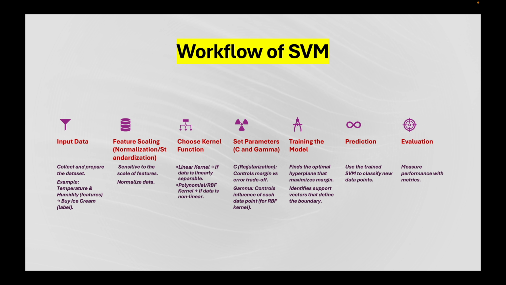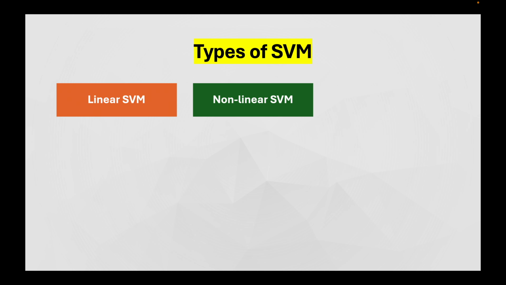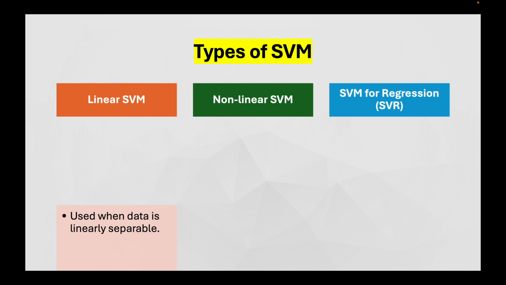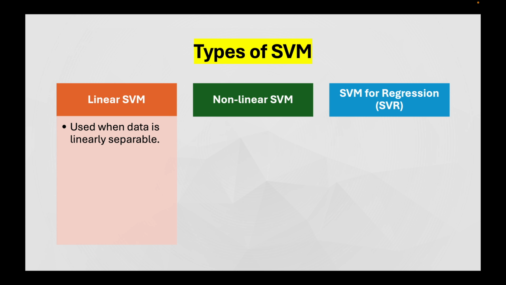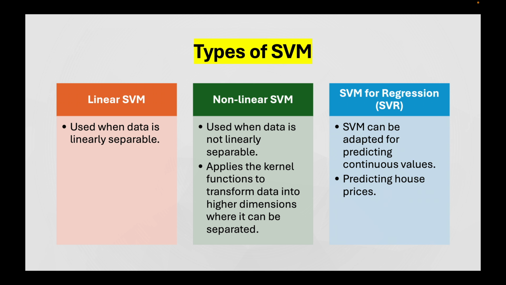Now let's move to another chapter. Types of SVM. Linear SVM, non-linear SVM, SVM for regression. Linear SVM is used when the data is linearly separable. That is, when the data points of different classes can be separated by a straight line or a hyperplane. Non-linear SVM is used when the data is not linearly separable between two classes by a straight line. Non-linear SVM applies kernel functions to transform the data into higher dimension where it can be separated. SVM for regression. Instead of classification, SVM can be adapted for predicting continuous values, for example, predicting house prices.